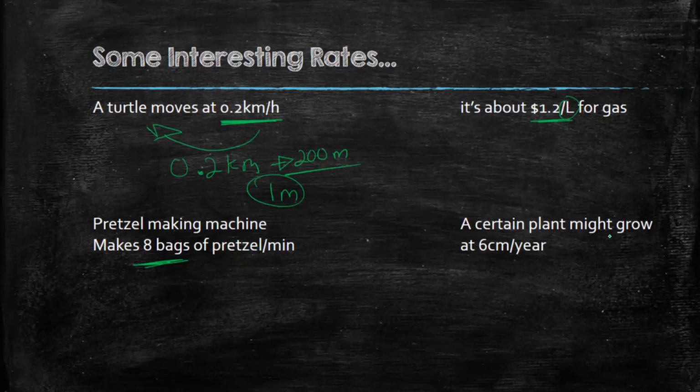A certain plant might grow at 6 centimeters a year. So obviously different plants grow at different paces, but there are certain plants that grow about 6 centimeters a year. Now 6 centimeters is really small. 6 centimeters is about the length of a very, very small pencil. It's not much. So plants take a long while to grow.